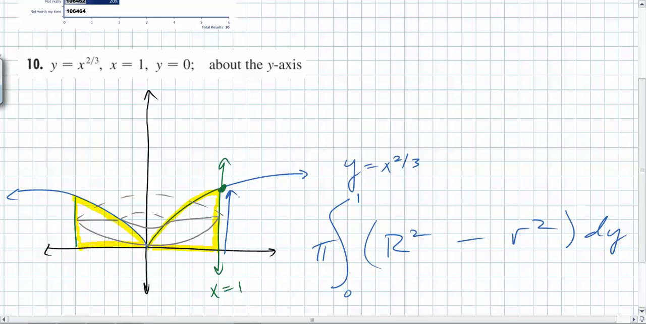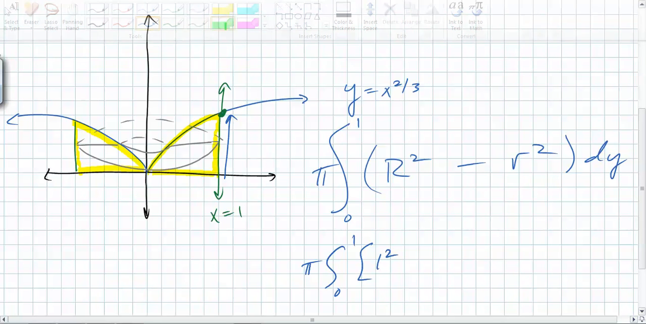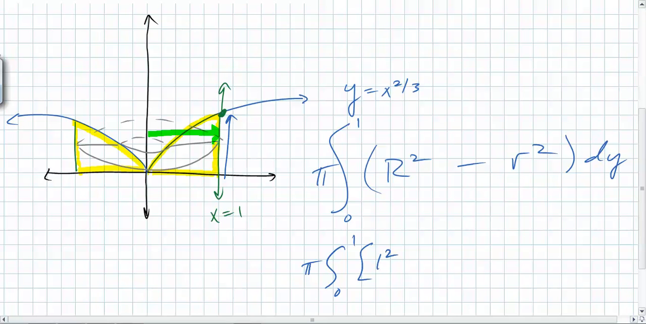So now you need to write big R in terms of y. Well, the big radius is always going to be what on this one? Nope. The big radius is always going to be, someone said it, just 1. That's this distance right here. Does that change at any point when you go from 0 on the y all the way up? No, it stays constant. The little radius is this function right here.